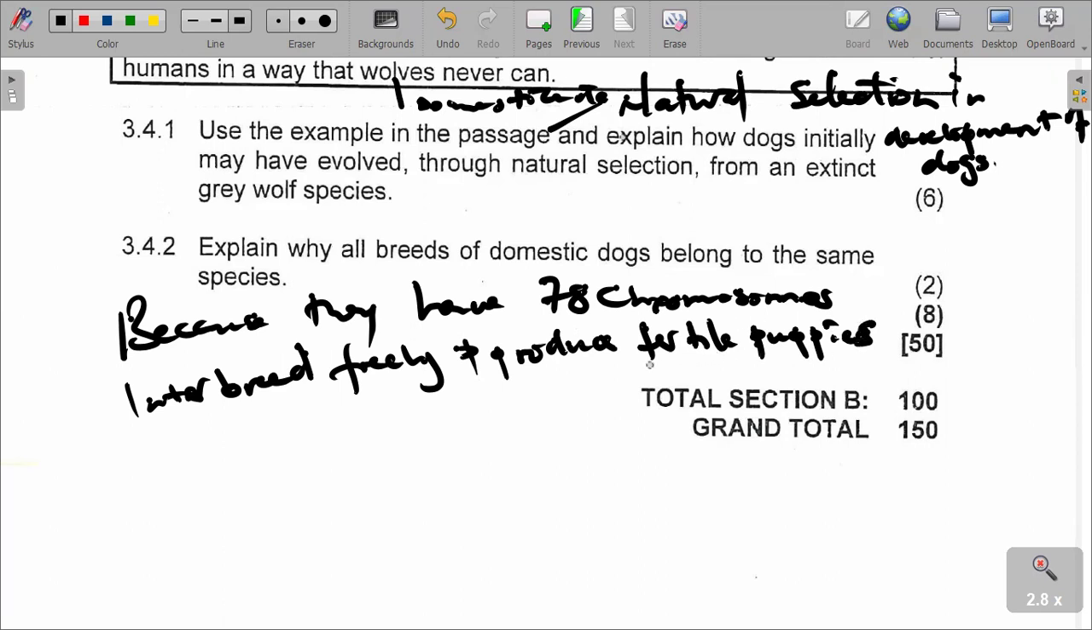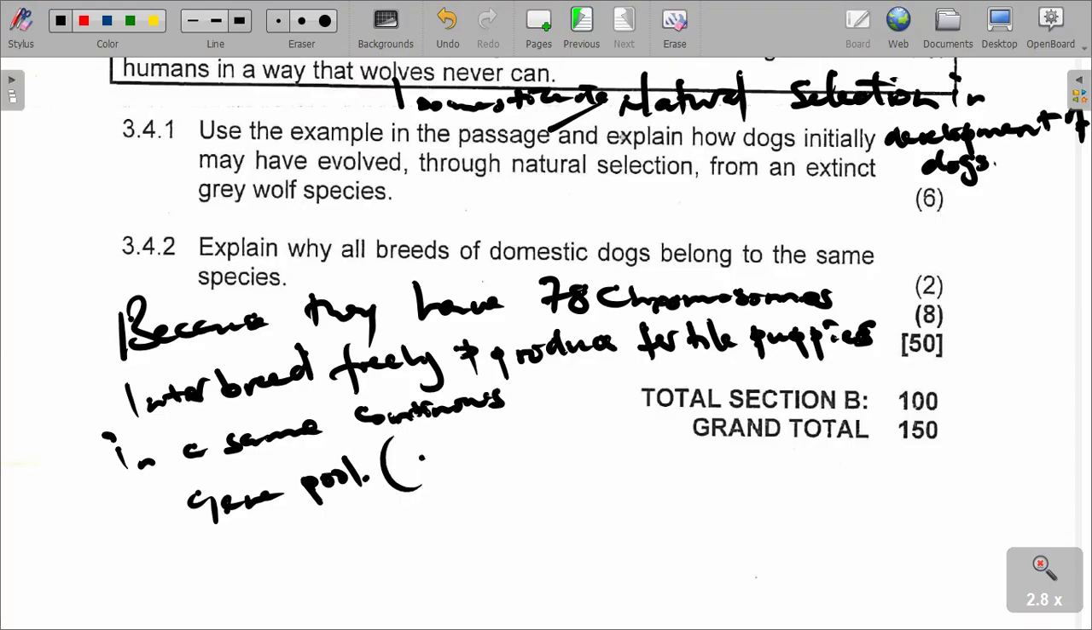That is what we need to understand in a same continuous gene pool. The same continuous gene pool, that is the whole thing that we need to look at in this regard.